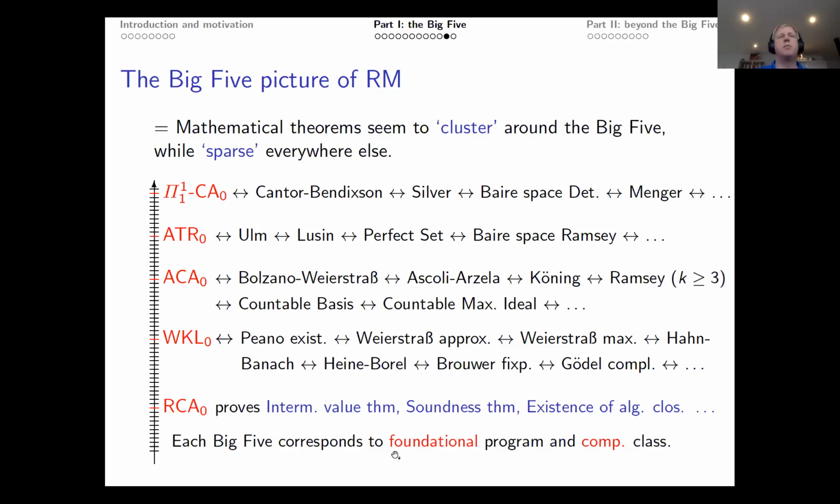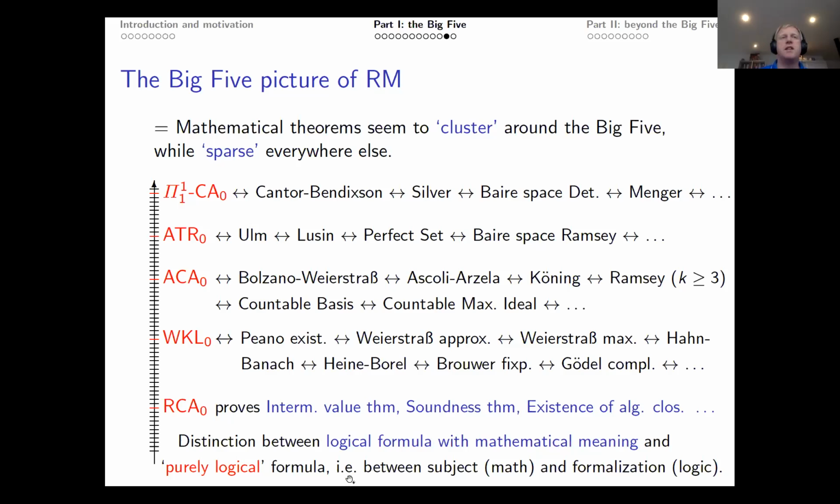And as we've seen, each of the big five loosely corresponds to a foundational program and some kind of computability class. But the main point I want to make is that there is a fundamental difference between logical formulas with mathematical meaning and purely logical formulas. Namely, they tend to end up in the big five. This is why I mentioned Gödel's incompleteness theorems, because here we see some empirical phenomenon. There is a difference between pure logic and the mathematically natural. It's not absolute, but it is there. And it's pretty nice. That's why I like this field so much.